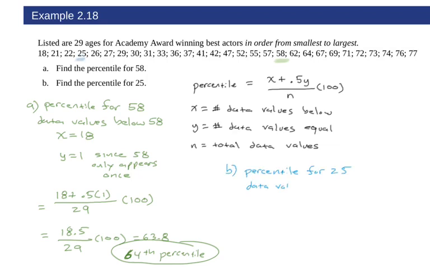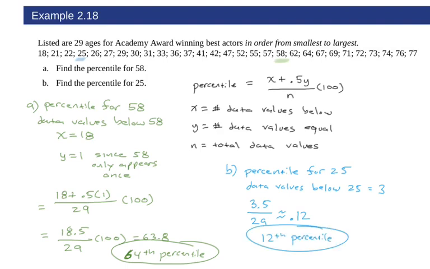All right, so let's try this one. Percentile for 25. The data values below, that's going to be 3, so our X is 3 in this case. I only have one value of 25, so we're going to go 3 plus 0.5. That's going to give us 3.5, and divide it by 29. So this one gives us the 12th percentile.